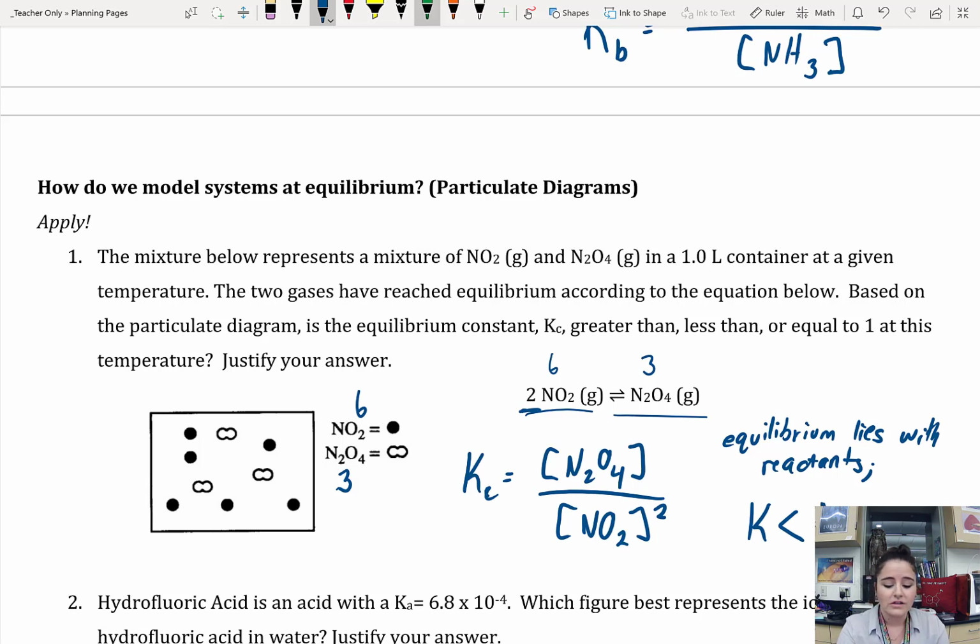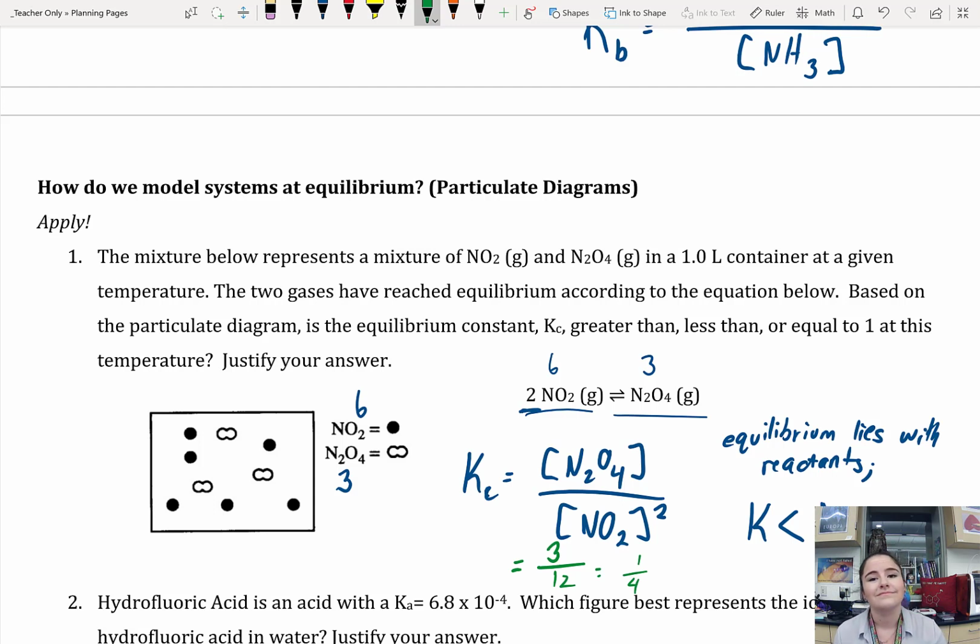We could have also said hypothetically that each of these NO2 particles represents 1 mole. So then we could have actually calculated a hypothetical value, and we would have 3 over 6 squared. 6 squared would be 36, so that is 1/12, which we do know is less than 1.